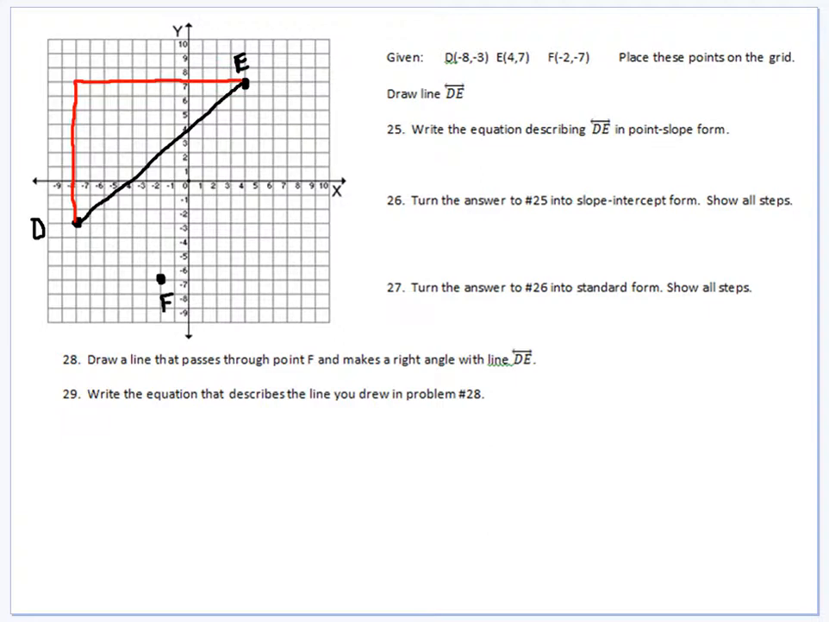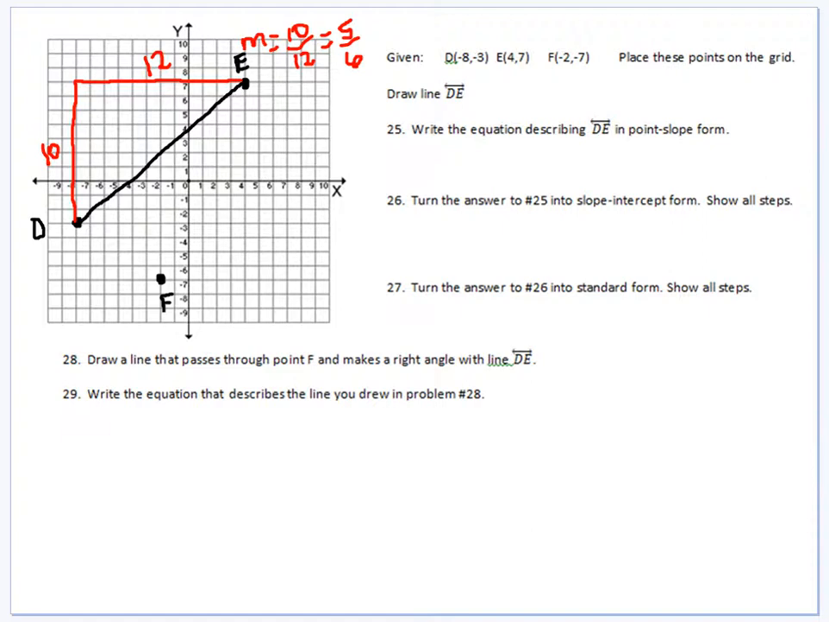1, 2, 3, 4, 5, 6, 7, 8, 9, 10. So that's 10 tall. 1, 2, 3, 4, 5, 6, 7, 8, 9, 10, 11, 12. And 12 to the run. So there's our slope. Rise 10, run 12. So our slope is 5/6 for that black line. So there we have a slope.